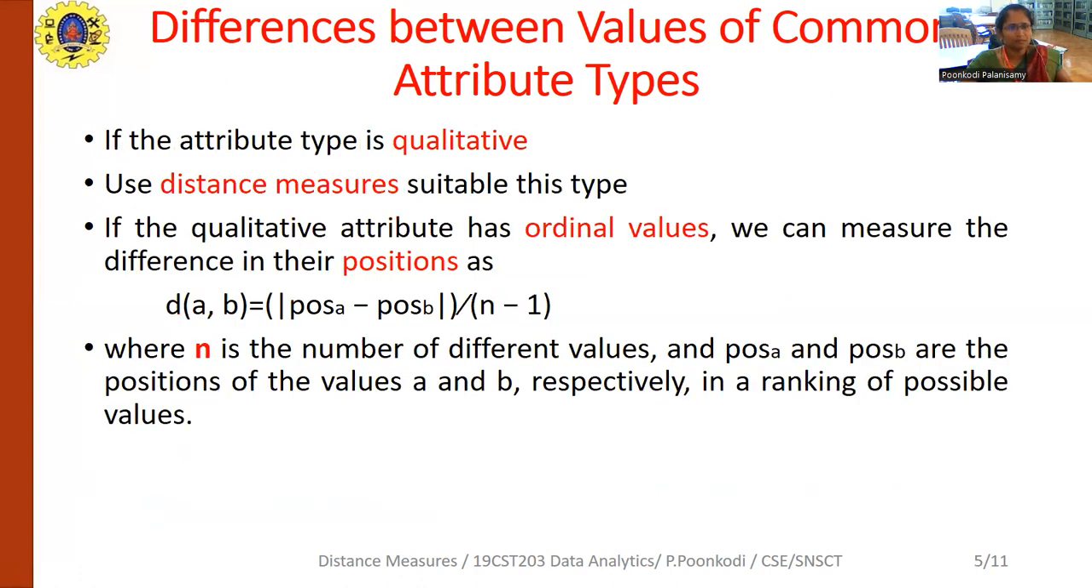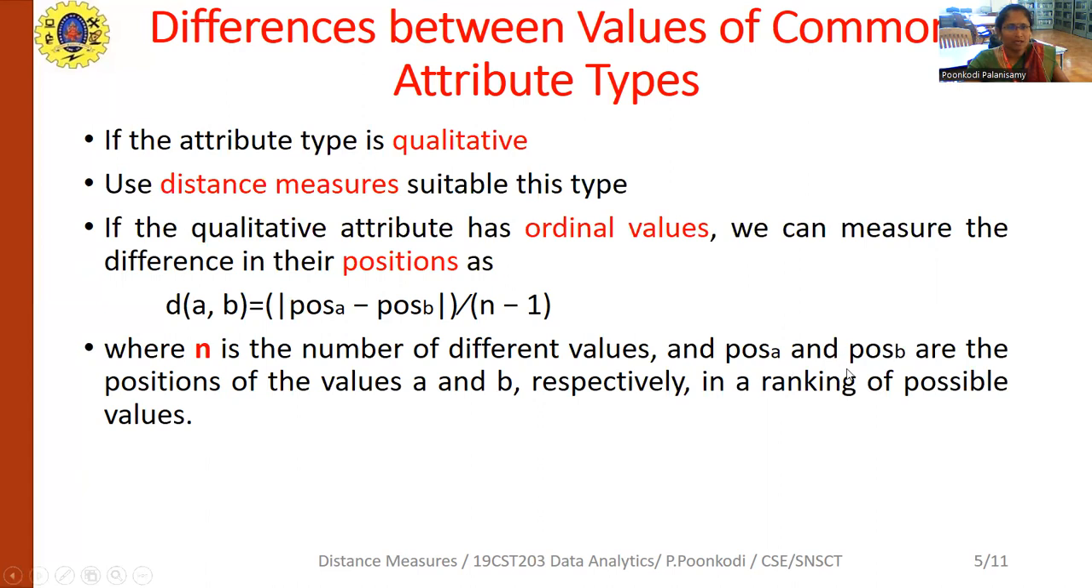The next attribute type is qualitative. In this, we measure the differences with the help of ordinal values. Ordinal values are measured in terms of positions. That is represented as D of A comma B equals position of A minus position of B, divided by n minus 1, where n is the number of levels, that is, the number of different values. The number of different values means education levels; five levels are there.